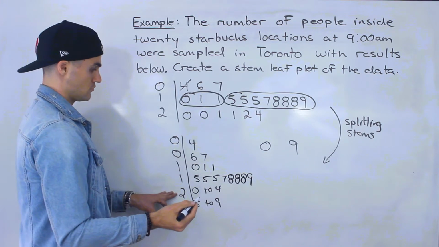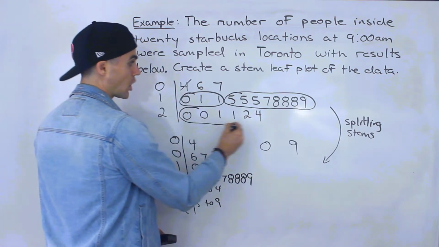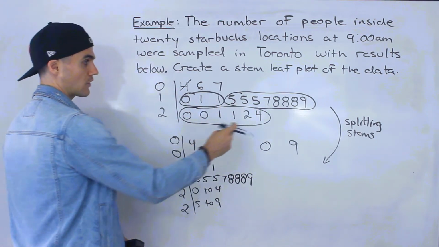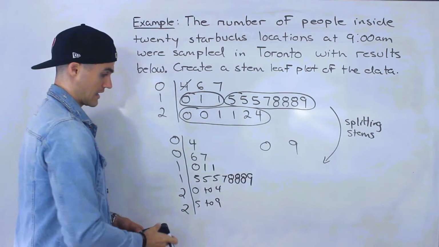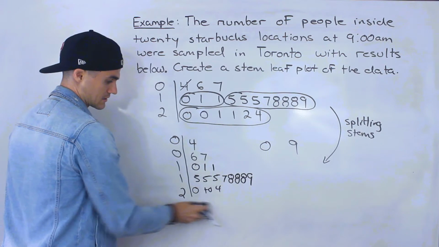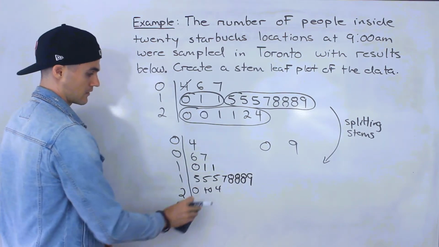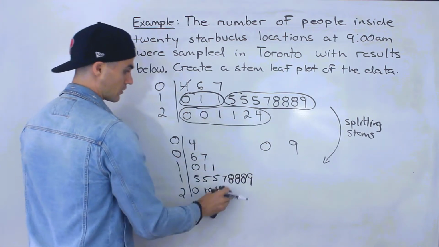And then for the 2, between 0 and 4, notice it's actually going to be all of them. Notice that there are no digits here that are between 5 and 9. So we can actually erase this last row. We don't even need it. And we would just rewrite all of these here.